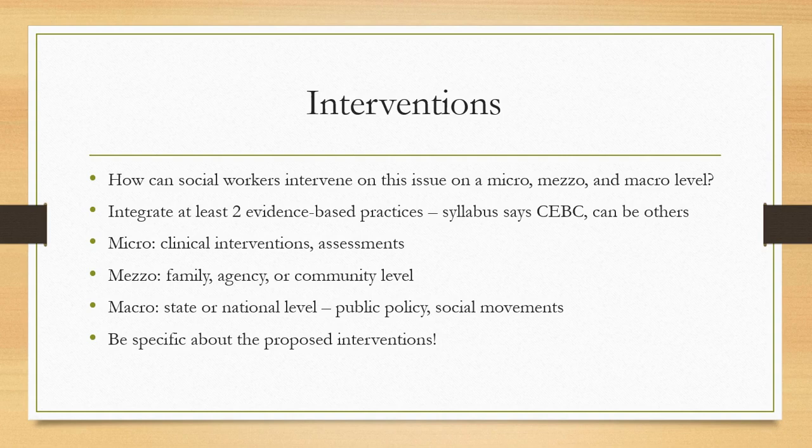So for your micro level, you're obviously going to be talking about interventions on the clinical level, looking at different kinds of individual assessments that need to happen or adjustments to practice on the clinical level. On the meso level, you're going to be looking at interventions on a family, agency, or community level. On macro, you're going to be looking at state or national issues such as public policy, social movements. Give us a sense that you understand the larger social implications of interventions for this particular population.